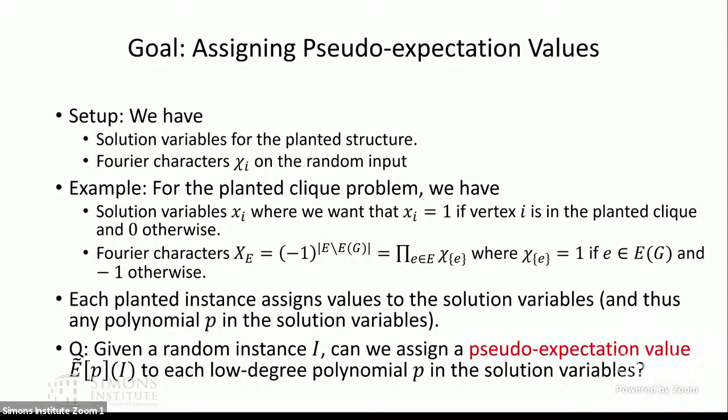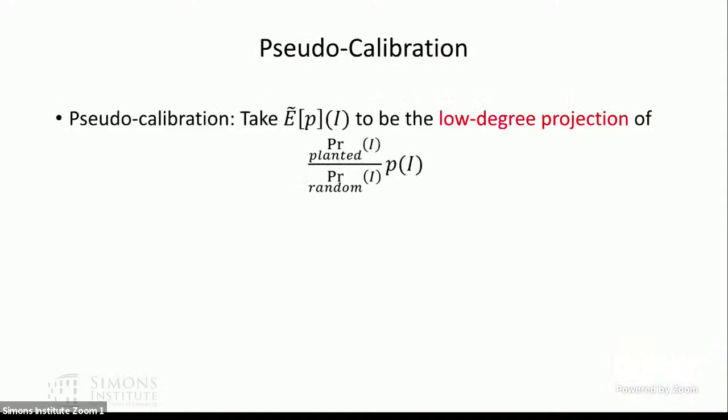Okay, so the pseudo-calibration technique for doing this is as follows. Given the random input I, we'll take the pseudo expectation value of p to be the low degree projection of the probability in the planted distribution of having the instance I divided by the probability in the random distribution of the instance I, times p of I.